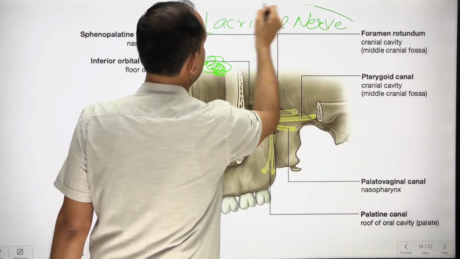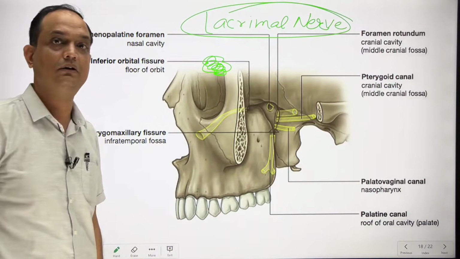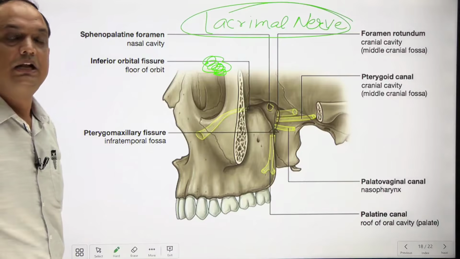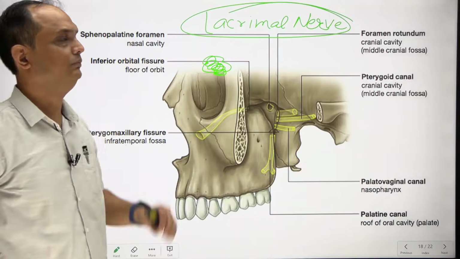Now this lacrimal nerve is not a branch of the zygomatic nerve. The lacrimal nerve is reaching here from the ophthalmic nerve.